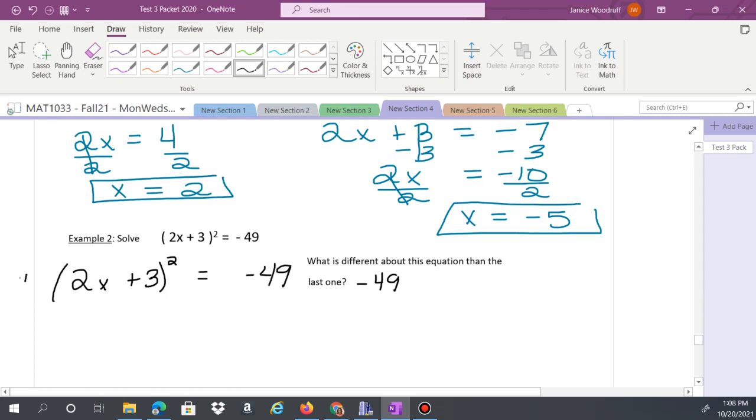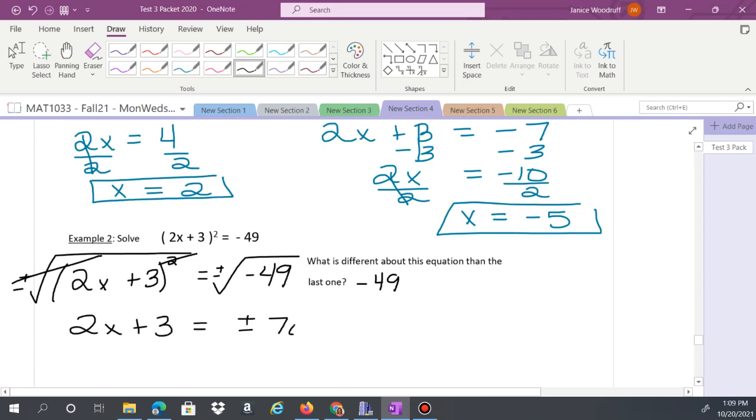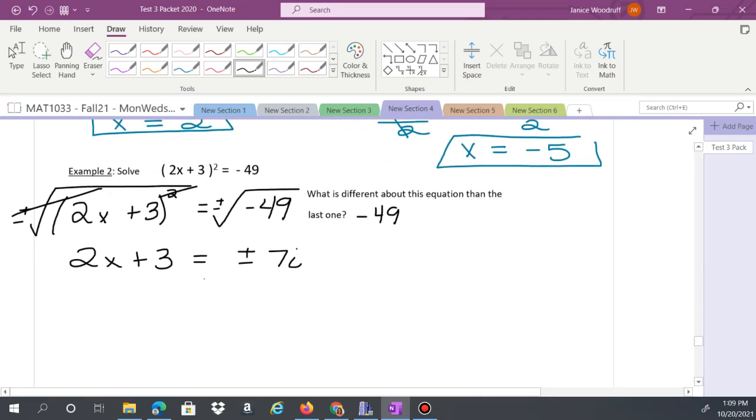Here we're going to do plus or minus the square root on both sides. These will cancel, so 2x plus 3 will come out, and that'll be plus or minus 7i. Now, when I split this into two equations, I go 2x plus 3 equals positive 7i, and then 2x plus 3 equals negative 7i.